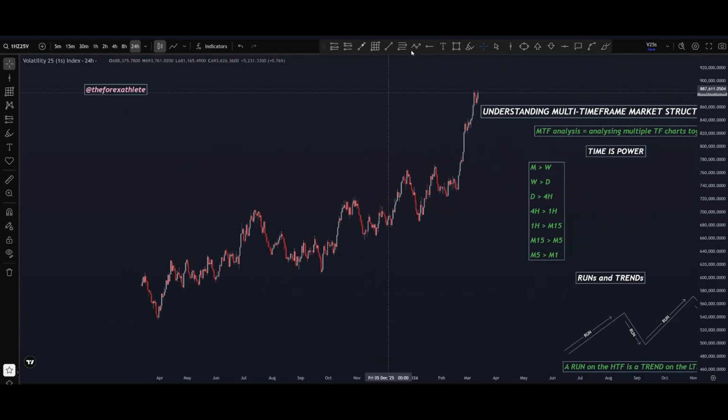Now you can see this chart. We have what? Higher high, higher low, higher high, higher low, higher high, higher low, higher high, higher low, higher high, higher low. Then a new higher high has been formed.